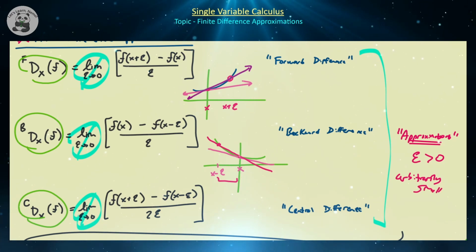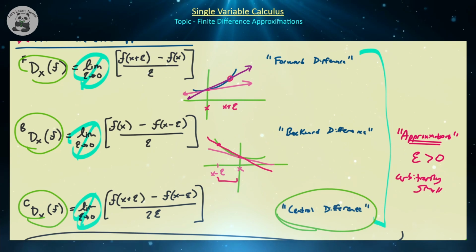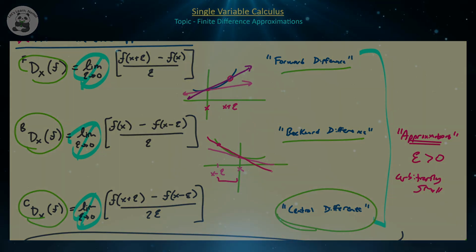So obviously the smaller the better in terms of accuracy, but generally speaking, these are what we call forward, backward, and central difference approximations, and one can also show that the central difference approximation on average provides better results than the forward or backward. Not always, but on average, better approximations, given the same epsilon for each of these three processes. Let's go through an example.